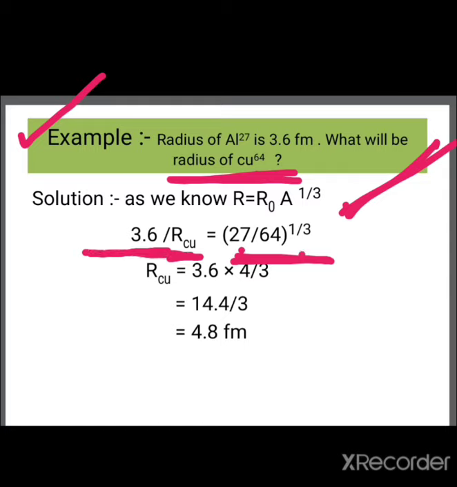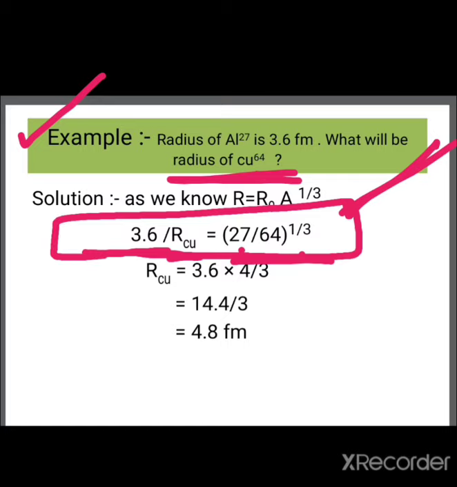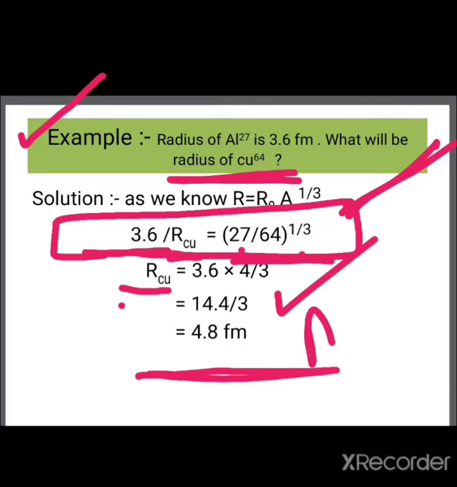So in the ratio we have written this information. After calculating both sides, we got that R of copper is equal to 3.6 into 4 by 3. After solving this, we got 4.8 Fermi. That's the radius of copper. So that's our answer.